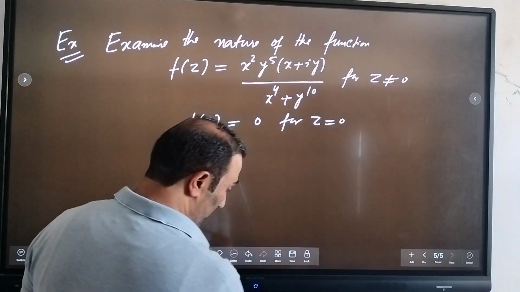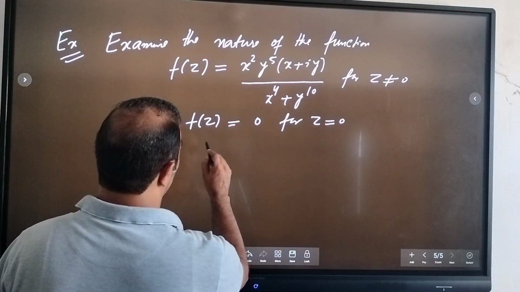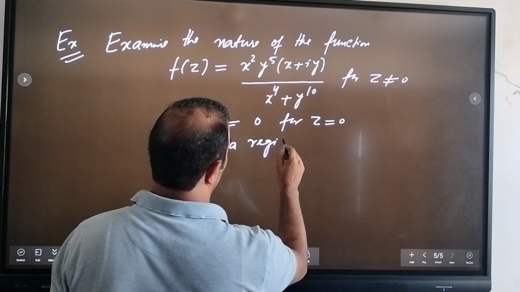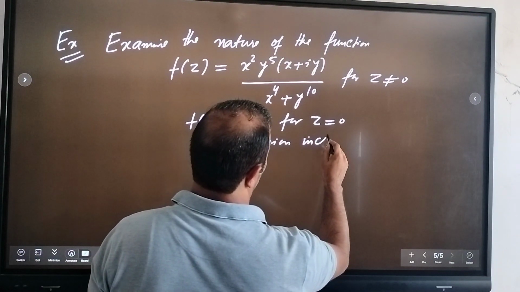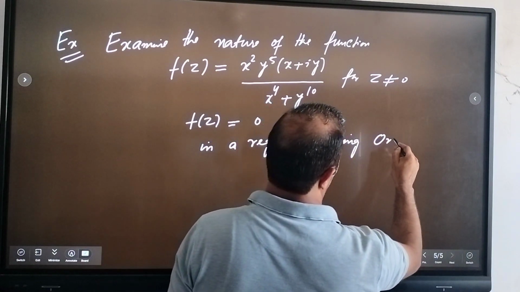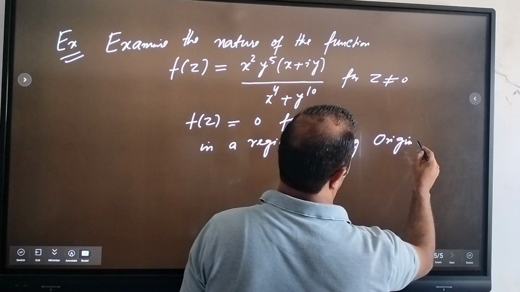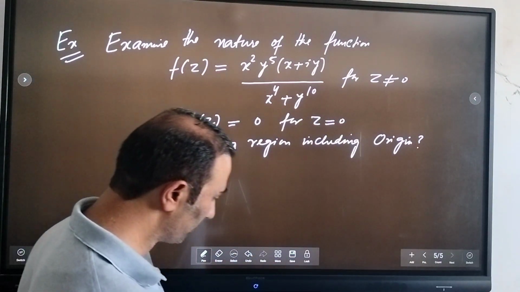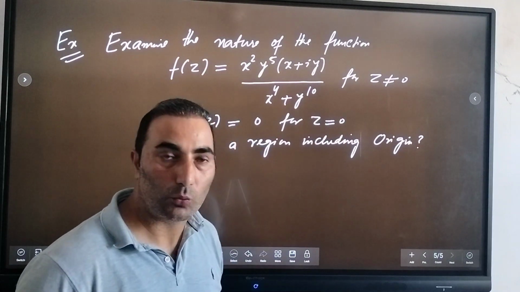So you can say that in a region including, right? So we need to check the nature of the function, right? Okay. So first let's calculate now.